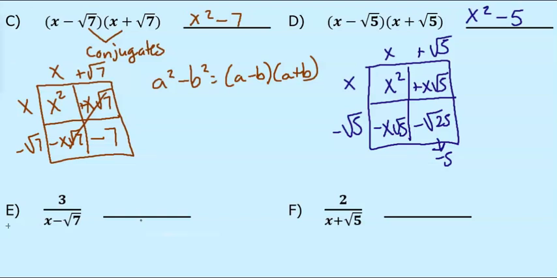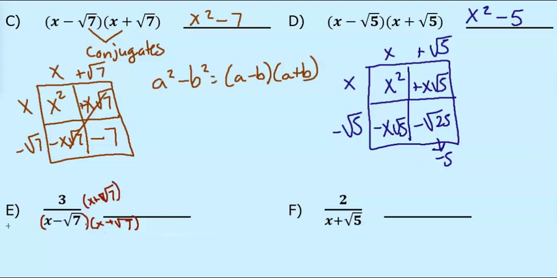We have 2 more examples. For example 4, we will rationalize the denominators. We have 3 all over x minus square root 7. To rationalize a denominator, we'll multiply by the conjugate of that denominator. So it'll be x plus square root 7, x plus square root 7.